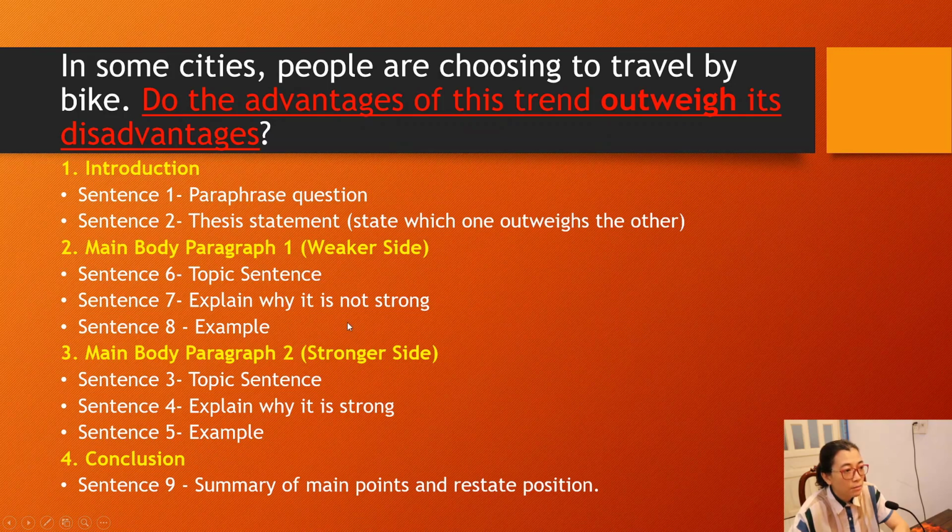You have to state clearly in this thesis statement. For the 2 body paragraphs, 1 paragraph is for the weaker side and 1 paragraph is for the stronger side. But remember to put the weaker side before the stronger side. Another difference is that you have to explain why. For example, in the weaker side paragraph, you have to explain why it is not strong. And for the second one, you have to explain why it is strong.